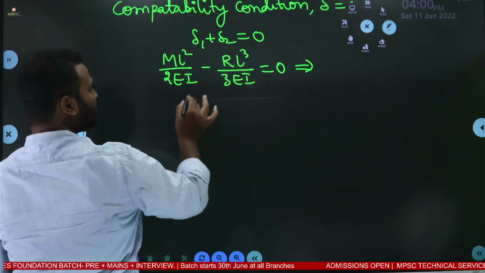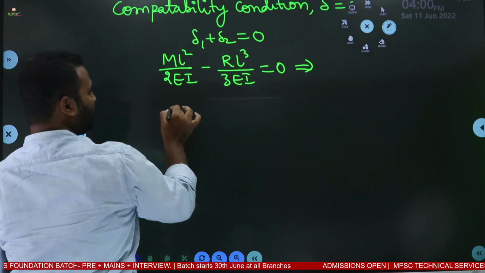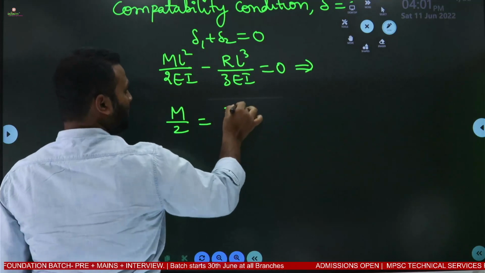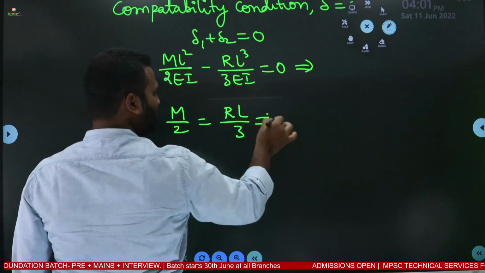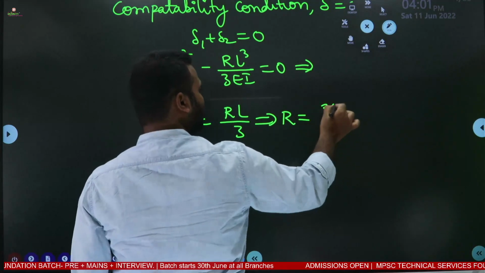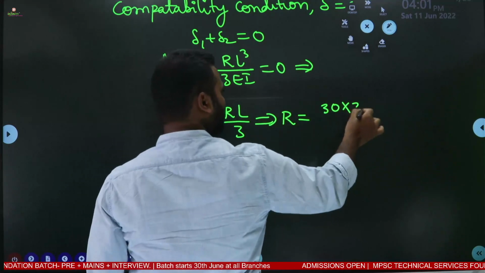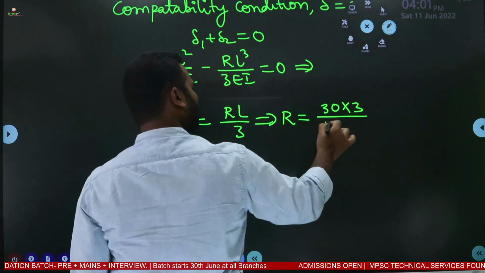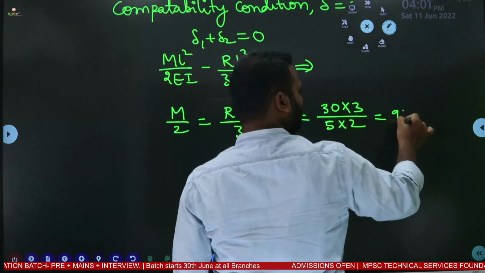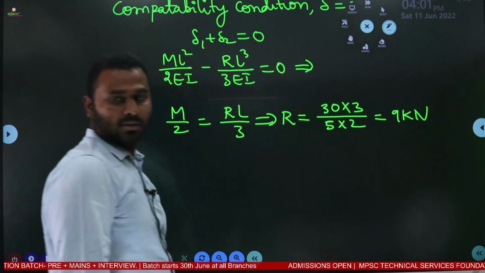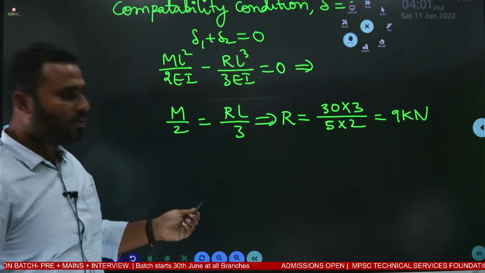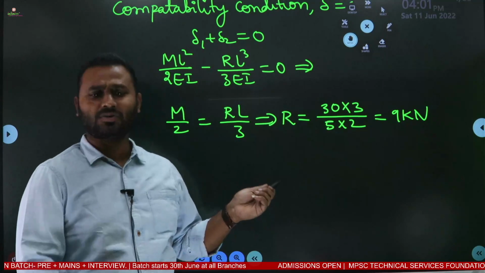So common terms we can take here. Then we are left with M by 2 is equal to RL by 3. Basically here we want R. So R is equal to M. M is how much? 30, given in the question. And here one more 3 is there, 3 divided by L, which is given as 5 into 2. So then it is 9 kilonewton. That's it. It's a very simple question, which was discussed in our class as well.